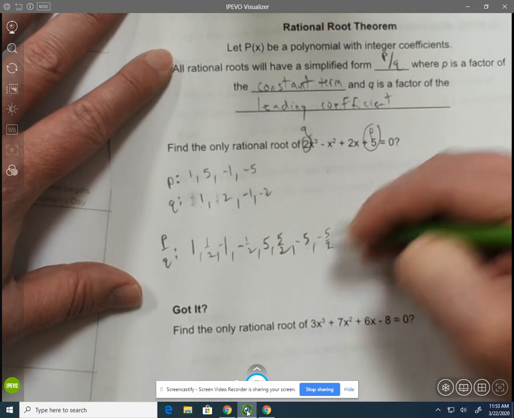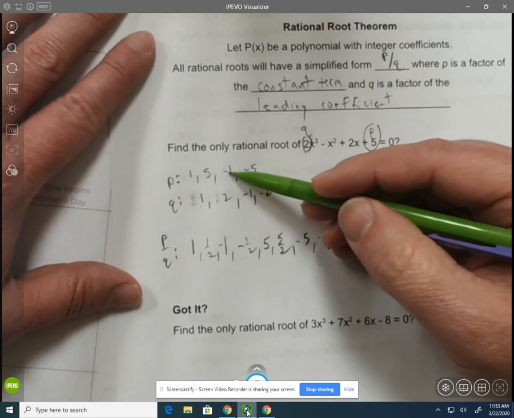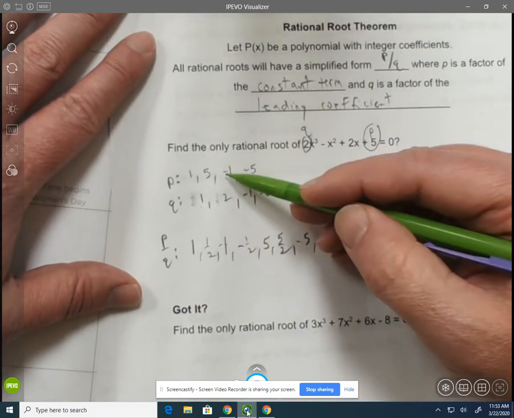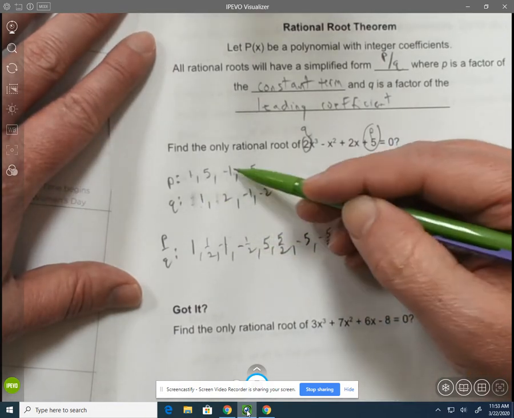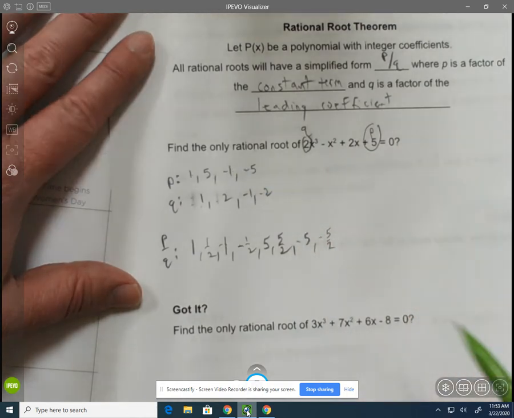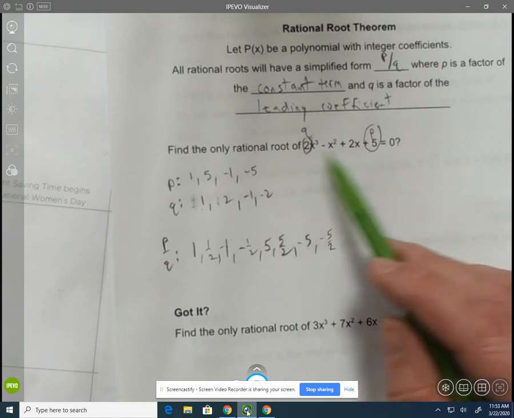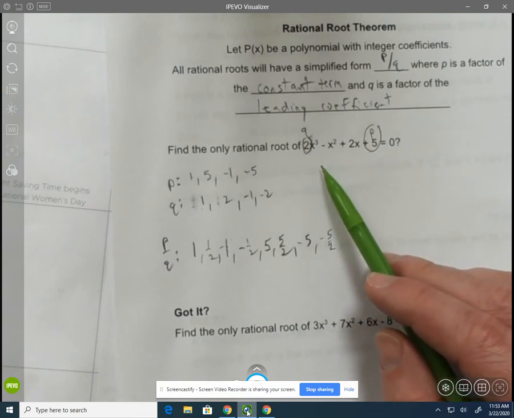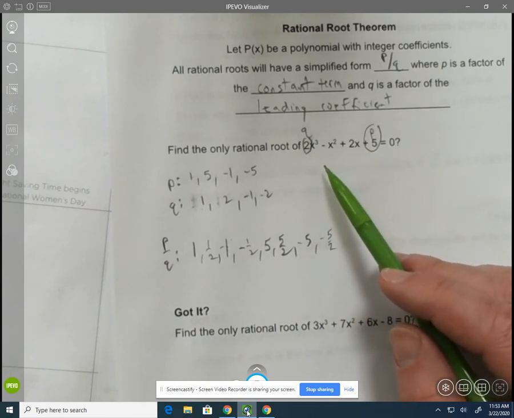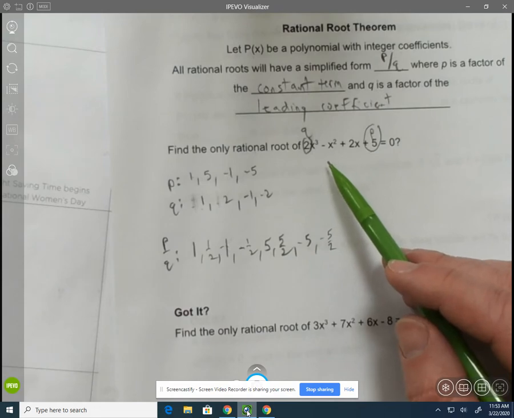And I say, holy cow, that's a lot of them. And if I start listing these, -1 over 1, we've already got listed. -1 over 2, we've already got listed. So we've already got all of them listed. So this thing has one rational root. It's got one rational root. They're asking us to find it.